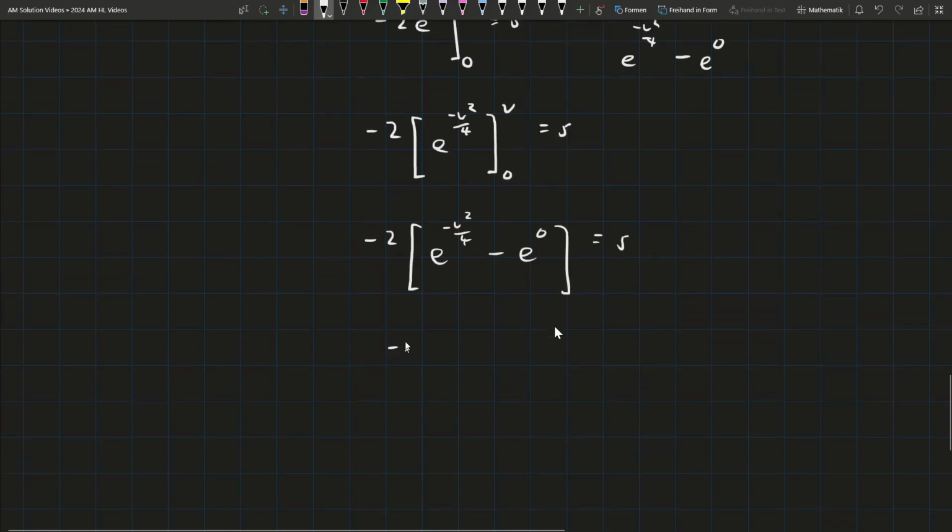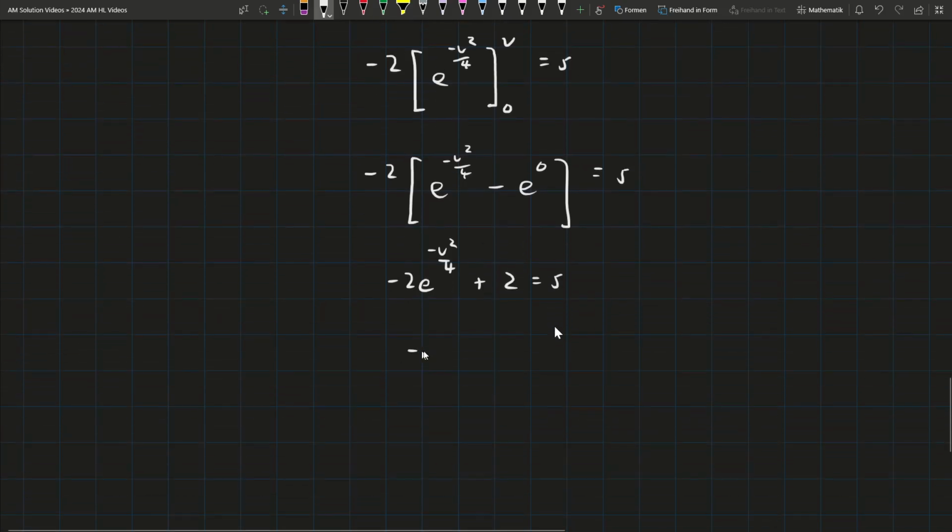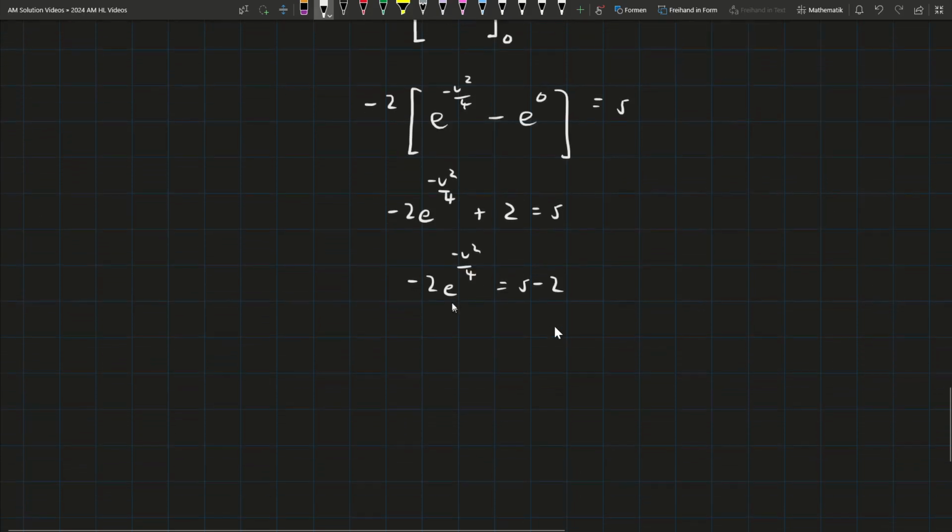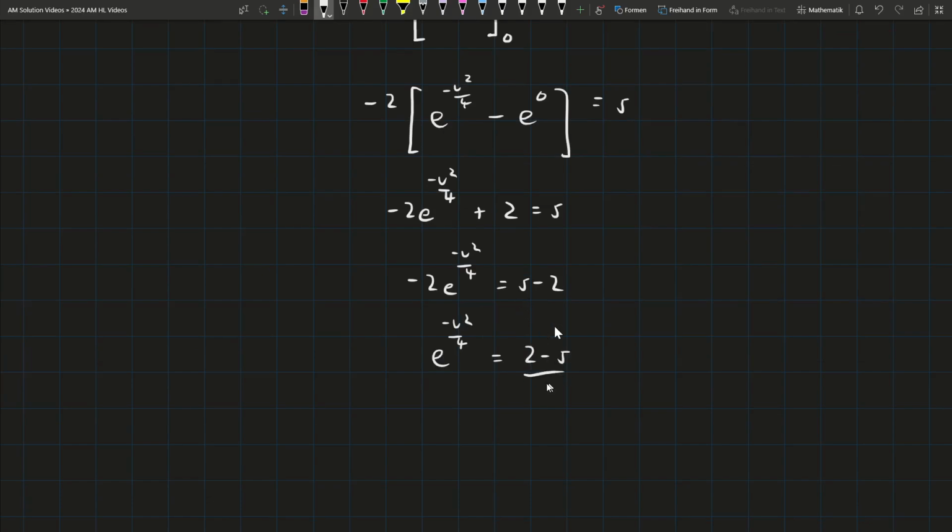Now what we'll have is minus 2 e to the minus v squared over 4, plus, and then that's going to be 1. Minus 1 times minus 2 is just 2. That's equal to s. So we have minus 2 e to the minus v squared over 4 equals s minus 2. When we divide by that minus 2, we'll get e to the minus v squared over 4 equals, I'm going to flip those around, 2 minus s over 2. So I brought the minus down, and then I distributed it by flipping these signs.